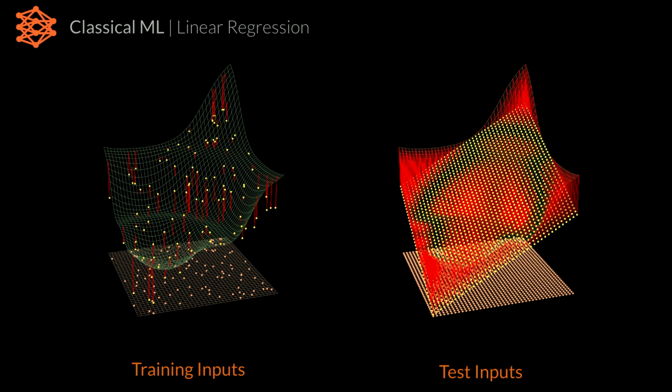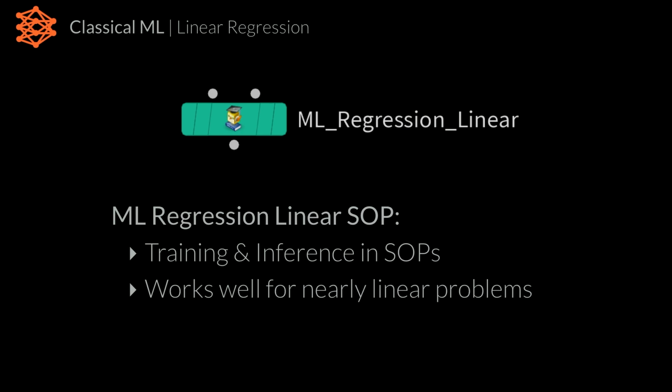Another classic, non-neural ML example is linear regression. Here you assume that a linear function is a good approximation of your data. In this specific case, it's not a super good approximation because you see these red arrow bars, which indicate the distance from the ground truth. This is another node that allows you to do training and inferencing in subs, and it works well for problems that are nearly linear.